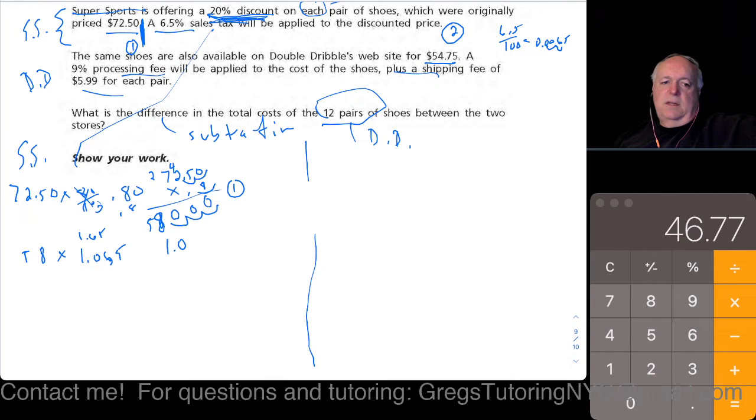1.065 times 58. I'm trying to write as neat as possible so I don't make a stupid error here. 5 times 8 is 40. 0. Carry my 4. 6 times 8 is 48, plus 4 is 52. 5. 8 times that is 0, plus that gives me the 5. And that gives me the 8.